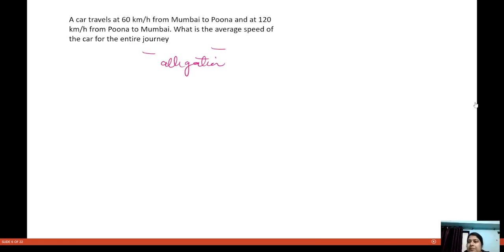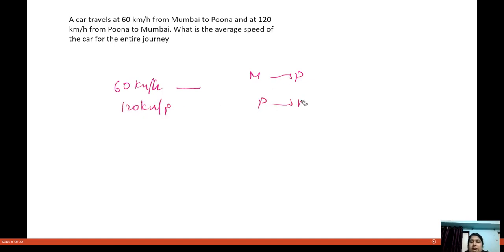The question says our car travels at 60 kilometer per hour from Mumbai to Pune, and at 120 kilometer per hour from Pune to Mumbai. What is the average speed of the car for the entire journey? So let us understand how we can do this question by the method of alligation.